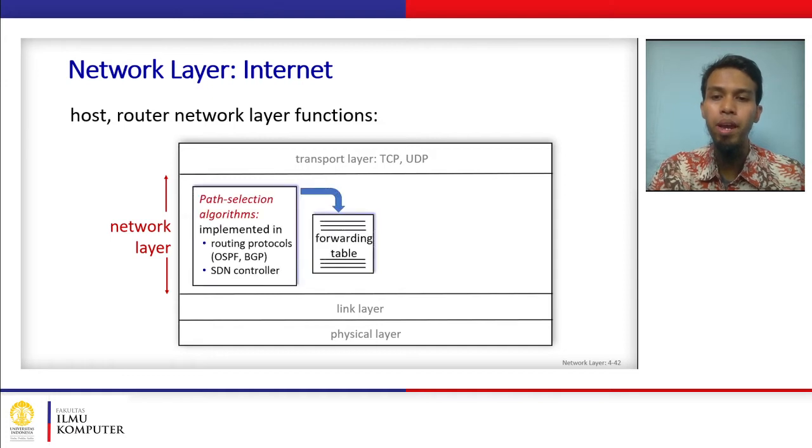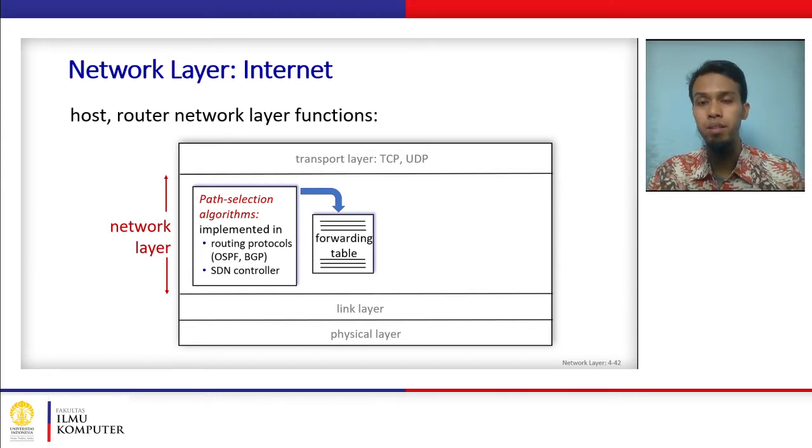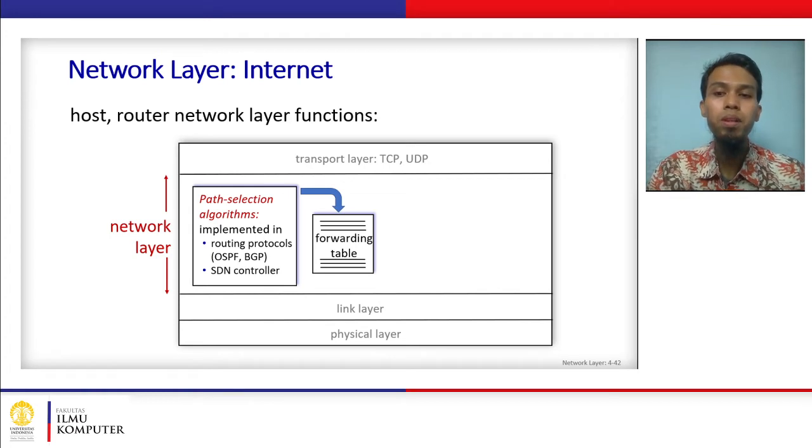First of all, we have the routing algorithms, which are implemented in several routing protocols such as OSPF and BGP, which we will discuss in the next chapter. They could also be implemented in the SDN controller. The result of these routing algorithms is the forwarding table, which is used to forward the incoming packet to an appropriate outgoing port.